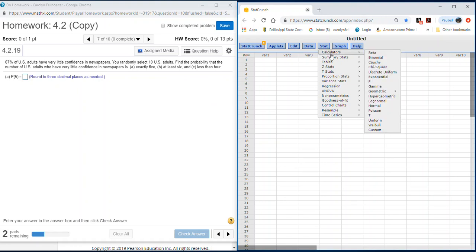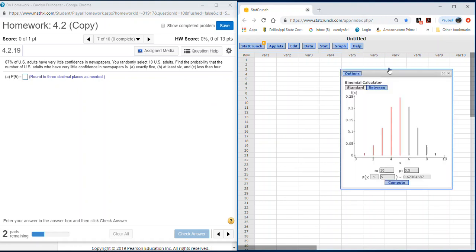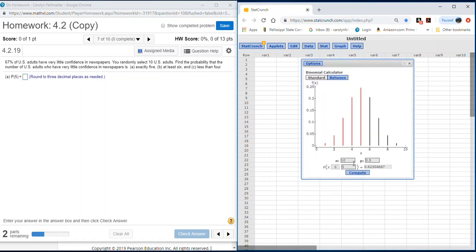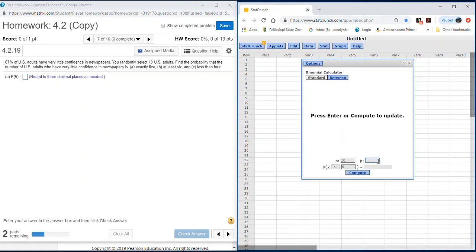So we're going to go to Stat, Calculator, and Binomial, and we need to let it know what n is, and in this case we're selecting 10 adults, so n is 10, and the probability of success, or the probability that they will have very little confidence in newspapers, is 0.67.